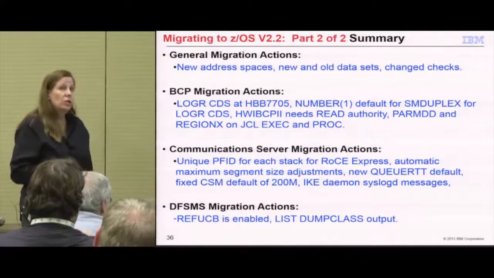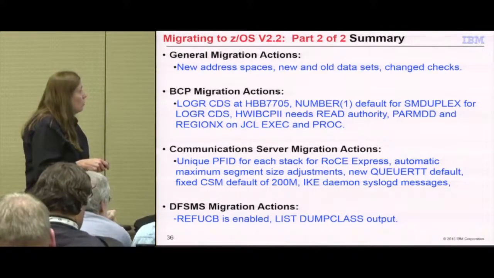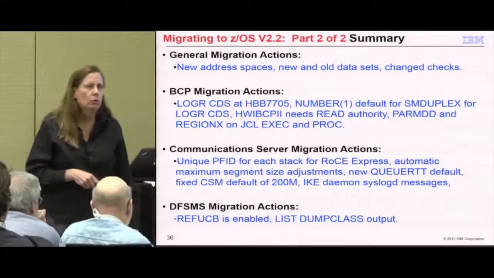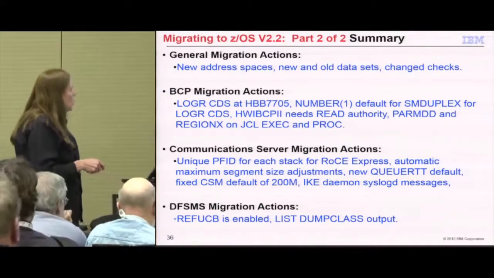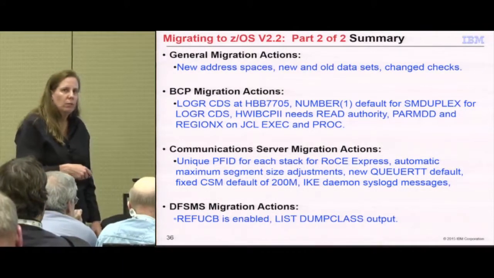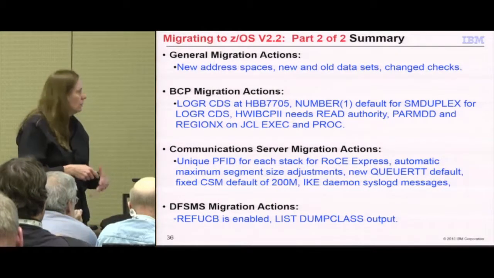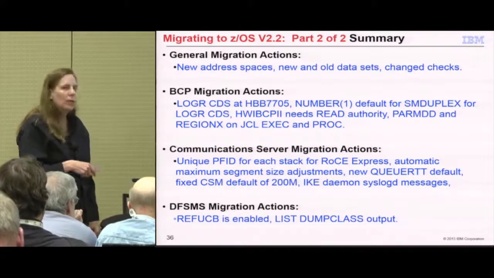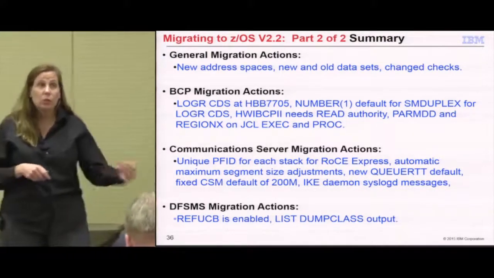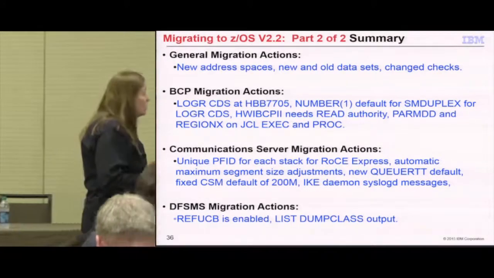COM server, we talked about each stack needing its own PFID if you're only coming from 2.1. The queued that should be queued. There should be a D in there. Queued run, return trip time, round trip time, default change, a doubling of the CSM default from 100 meg to 200 meg, and those syslog messages having threads in them. We talked about DFSMS, and now that refresh UCB is the default. And if you want to change it, that's fine, but you should go and also update the check parm to make sure that we're verifying what you want us to verify.